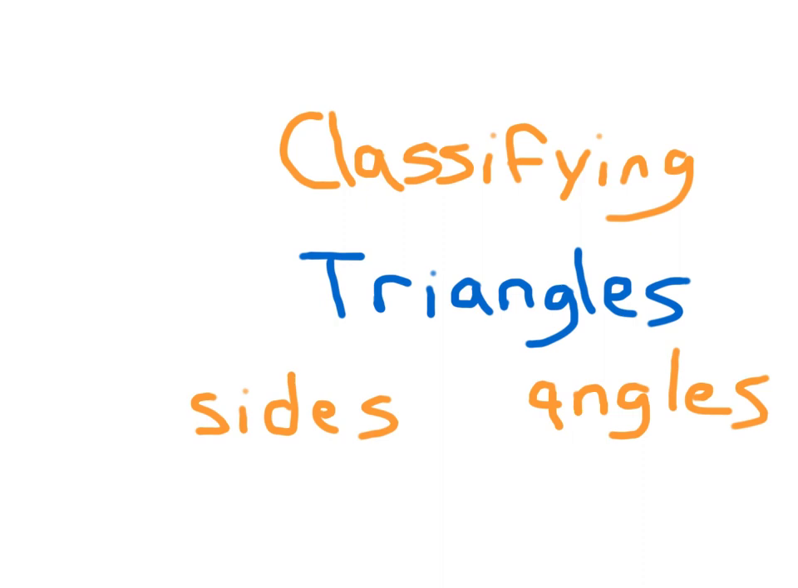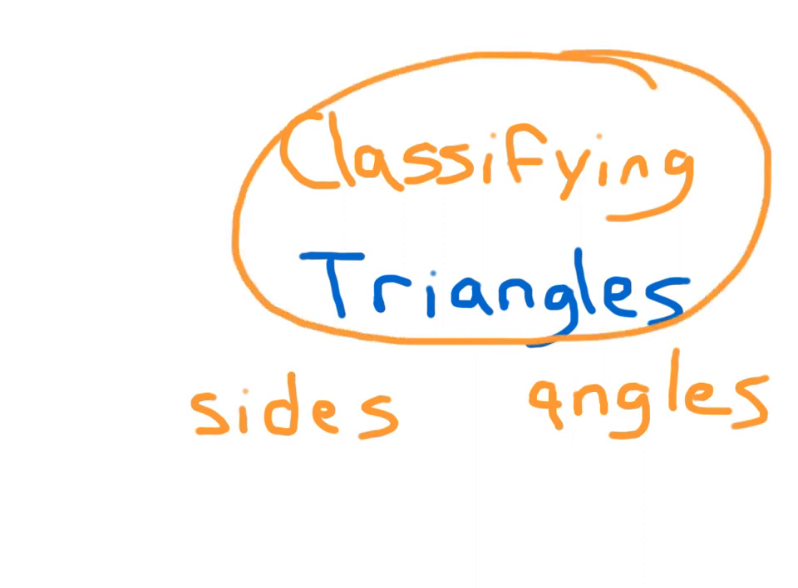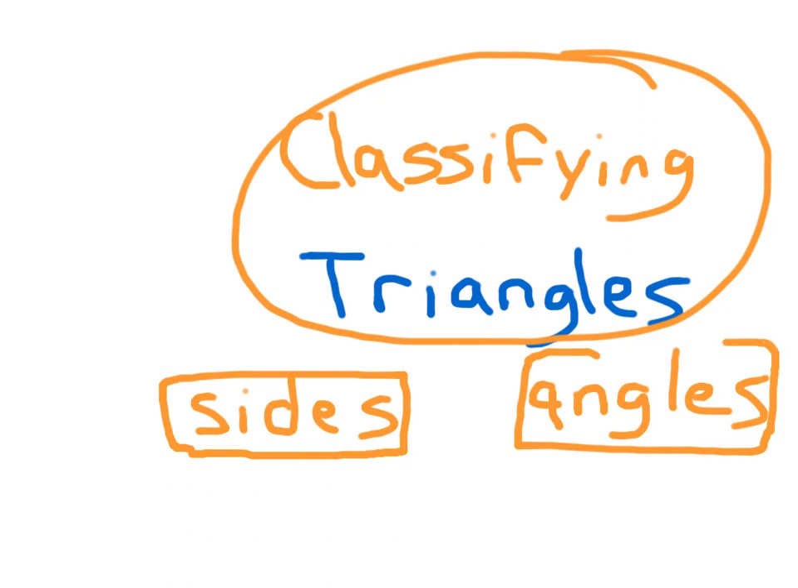Today we're going to classify triangles. We can classify triangles by their sides. For instance, if one has all three sides equal, it's called an equilateral triangle. And we can also classify them by their angles. Let's look at angles first.